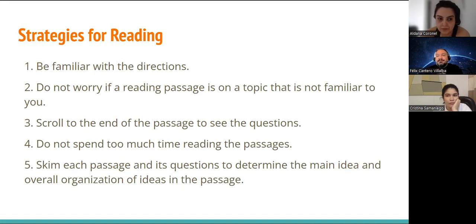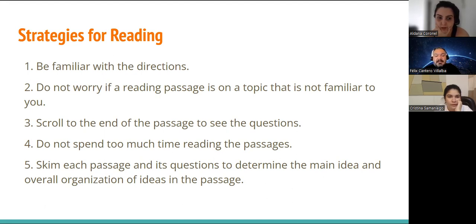Okay, number 2, Aldana? Number 2, do not worry if a reading passage is on a topic that is not familiar to you. Yes, this one sounds difficult to do, but all the information for the question will be there. The only problem is that when you see a lot of words that you don't understand on a topic that you have no idea about, you become anxious and it becomes harder. So what we have to work on is lowering our anxiety and knowing that all the information is there. We should be able to answer it, right?